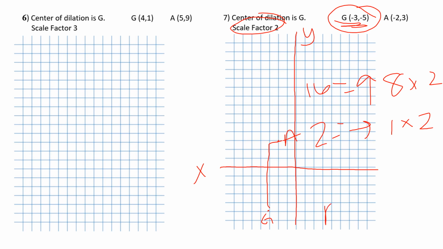So A prime, my image, is going to come from 16 being added to the Y value because it went up 16. So -5 plus 16 is 11. And then -3 plus 2, because I'm going right 2, is -1. So that's a way to get it without counting the boxes. But again, you could just count your boxes and go up 8 and over 1 again and end up at the same spot. You don't have to do it this way. So that's how to finish everything on this.